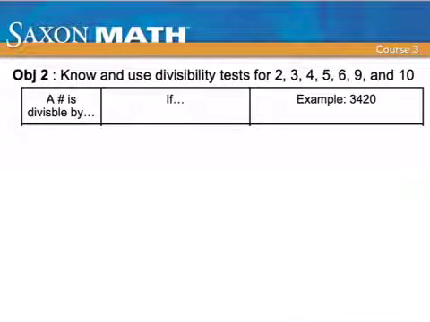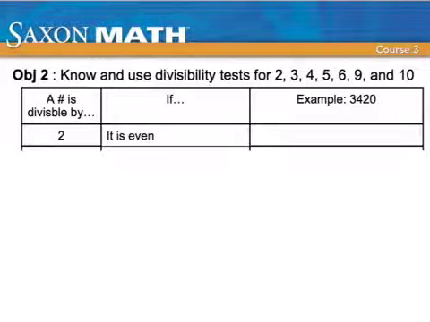Alright, next up is Objective 2. It's know and use divisibility tests for the numbers 2, 3, 4, 5, 6, 9, and 10. A divisibility test is just something that we can use to tell if a number is divisible by something else. So we're going to make a table with the number that we're testing, and then the rule right here, and then we're going to use this example.